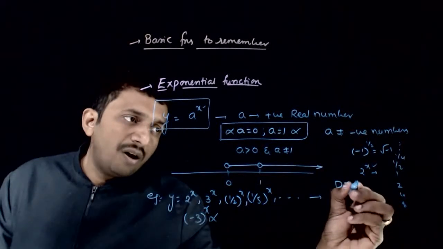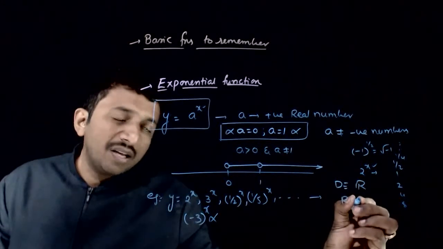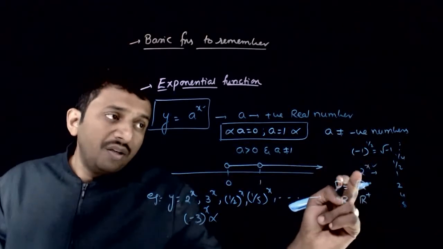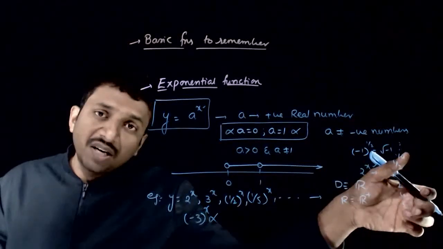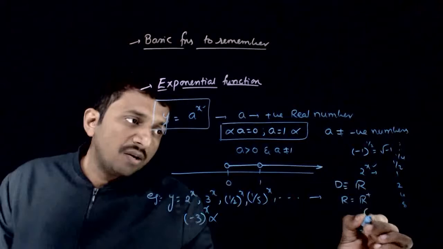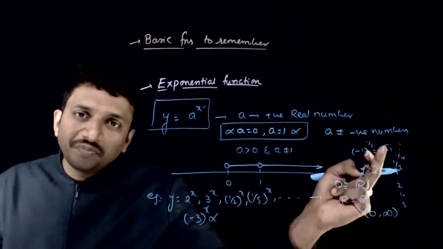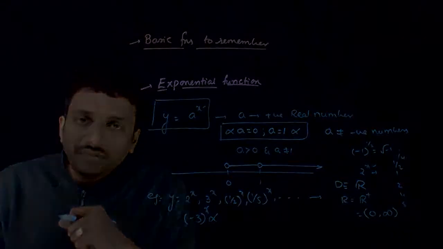So the domain of this function is real numbers, and the range is nothing but positive real numbers. If you raise 2 to any power, either positive power or negative power, you are always getting positive numbers. So the range is R plus, open 0 comma infinity. So you won't get 0. So open 0 to infinity is the range of this function.